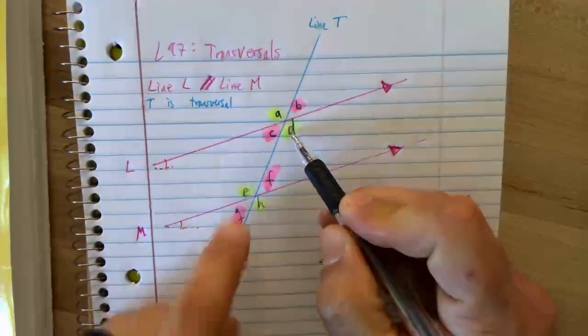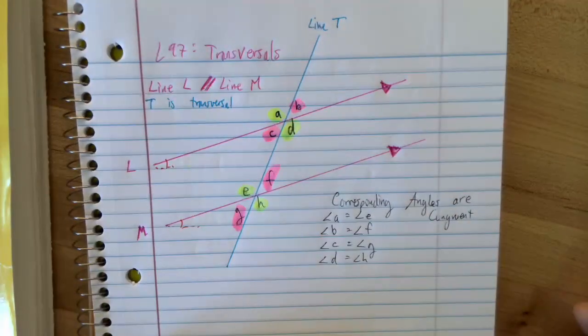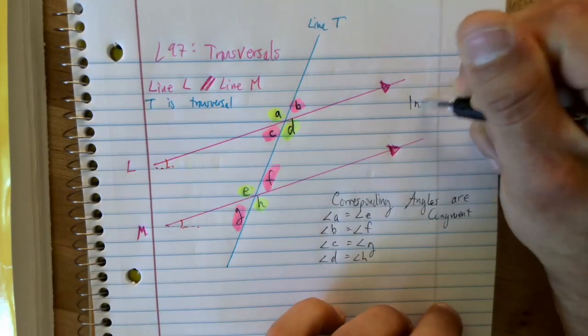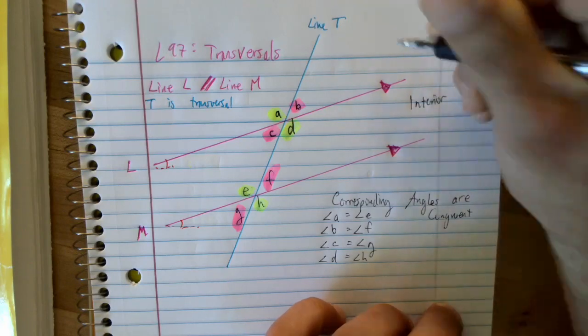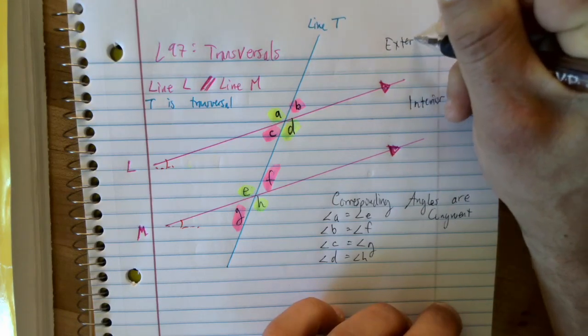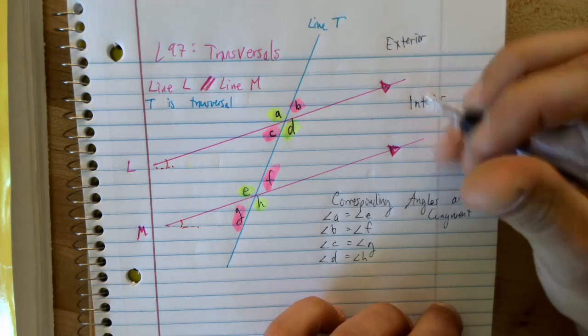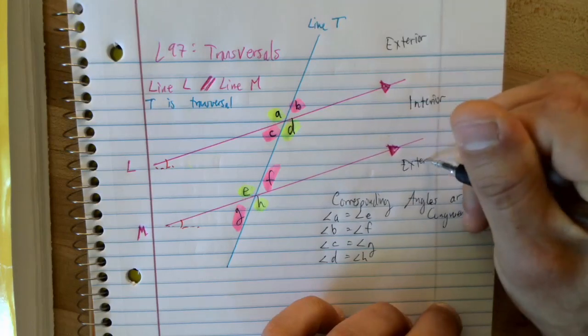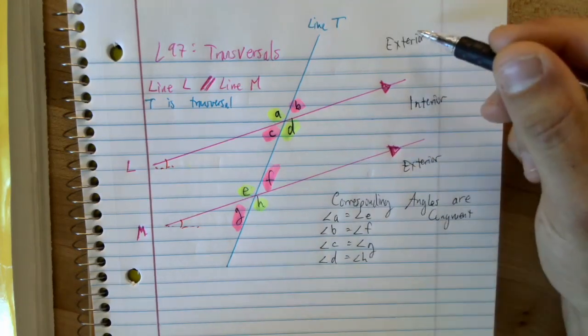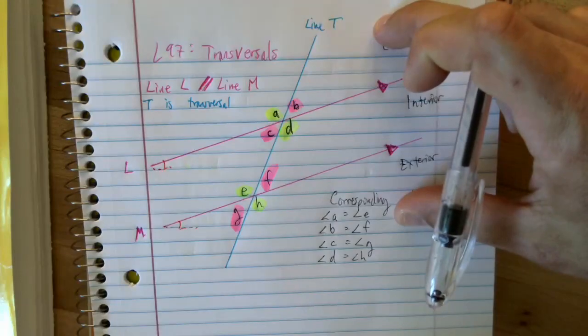Because you'll notice D and E are equal. So I'm going to write something here. I'm going to write interior. What does that word mean? The outside. Exterior means it's outside. Interior means it's inside. All right, exterior is outside of the intersection.